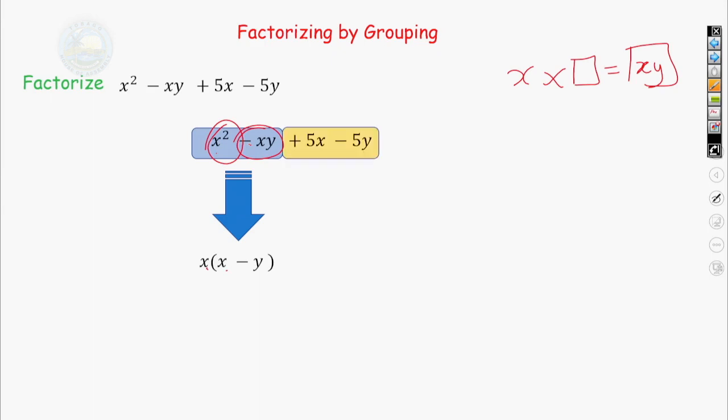We go here again, consider the next pair. It is 5x minus 5y, positive 5x minus 5y. What is the common factor? The common factor is 5. 5 times what is 5x? 5 times what is negative 5y? So this is what we have: x, open brackets, x minus y, plus 5, open brackets, x minus y.